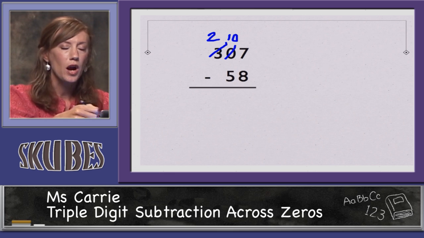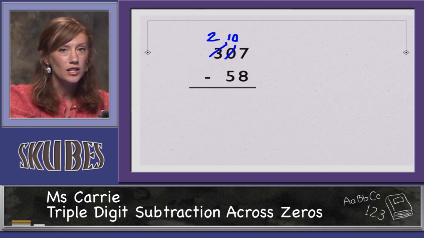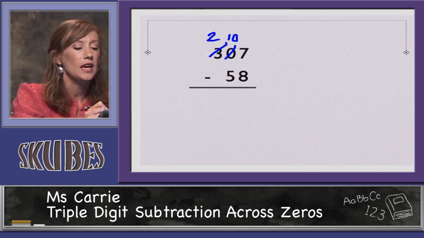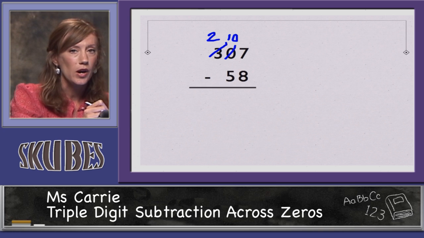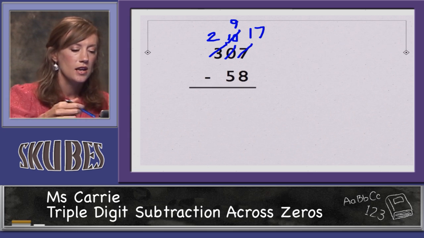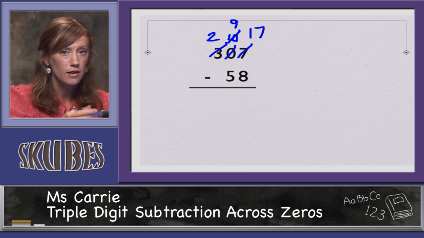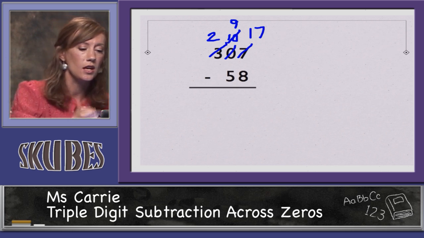Now let's go back to our problem again and see if we can subtract. 7 minus 8. We still can't do that. So now what we can do is go next door and borrow from that 10. So the 10 becomes a 9, and our 7 becomes a 17. Now let's see if we can subtract 17 minus 8. We can, because 17 now is larger than 8.